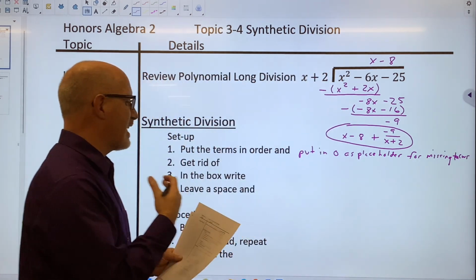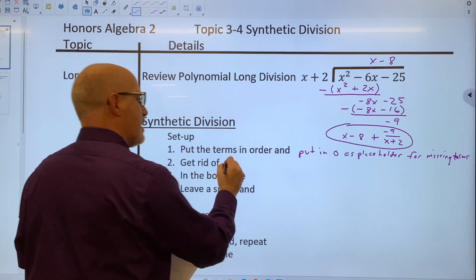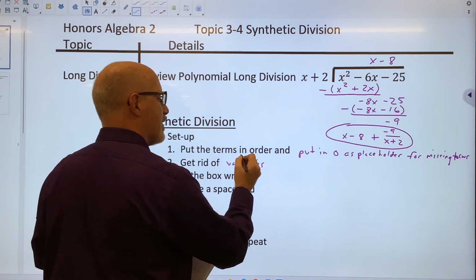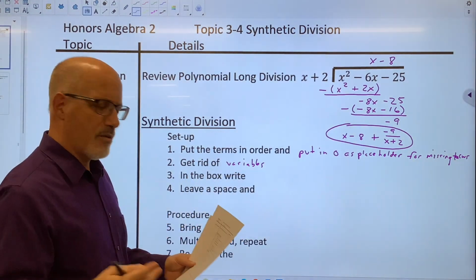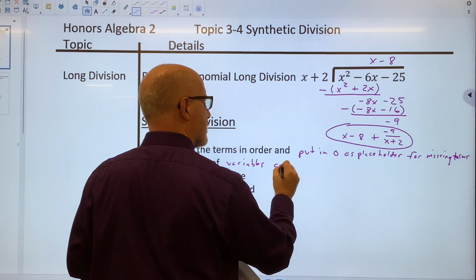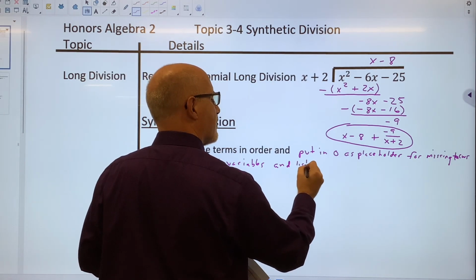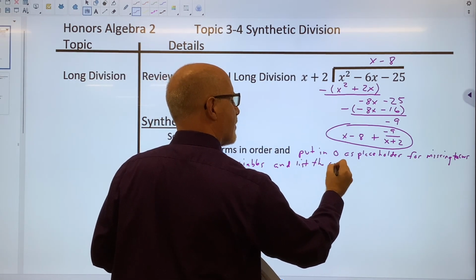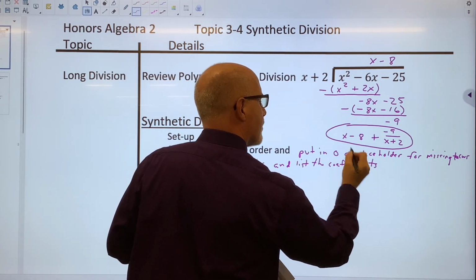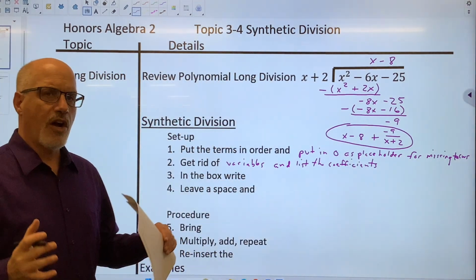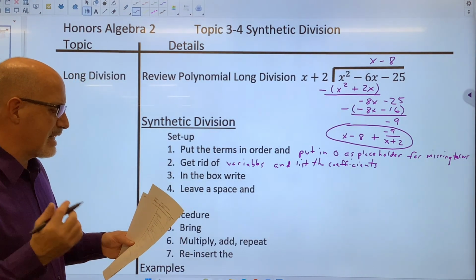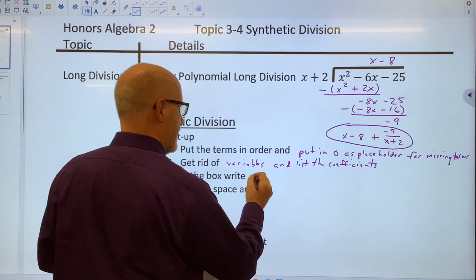Next, we want to get rid of the variables. Okay, this is going to seem a little different because the variables are what make the polynomial expand into many different terms, but we're going to get rid of them and just list the coefficients. Next, I'm going to call it a box, but really it's kind of a backwards L, but we're going to write in the box the opposite of the constant in the divisor.